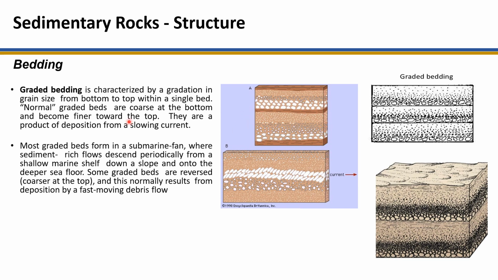Normal graded beds are coarse at the bottom and become finer towards the top. So they are products of deposition from a slowing current. We always need to understand that coarse grains will always be deposited first because of the density and the mass, heavy mass, and their weight is greater than the finer grain size. Most graded beds are in the submarine fan, for example, where sediment-rich flow descends predictably from a shallow marine shelf down a slope and onto the deeper sea floor.